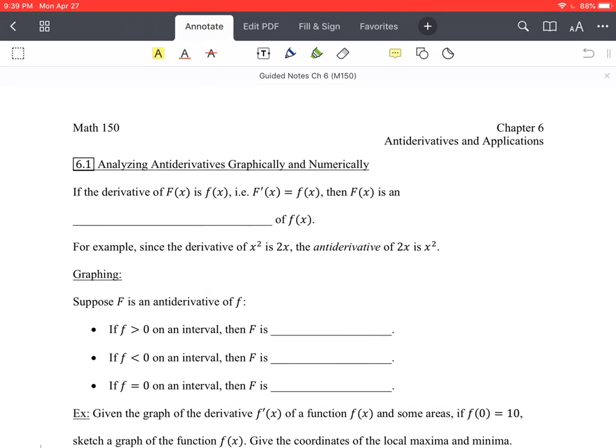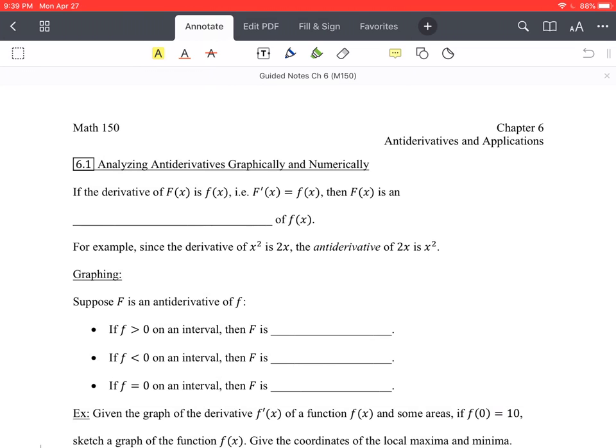So the main concept behind Chapter 6 and behind this integration is going to be the concept of the antiderivative. So the antiderivative is basically just what it sounds like. It is the opposite of a derivative, so it is undoing a derivative, so to speak. We're going to get lots of practice with these throughout the chapter. We're going to see how we can use this and apply it as well. So to start us off here, 6.1, analyzing antiderivatives graphically and numerically.